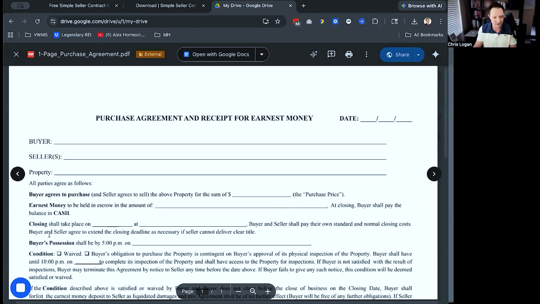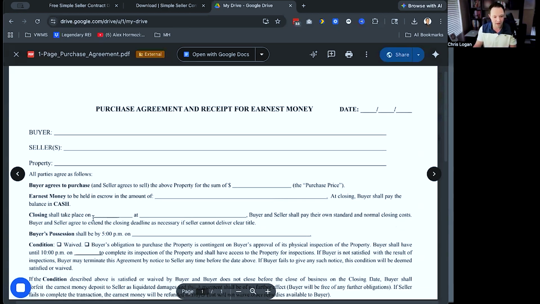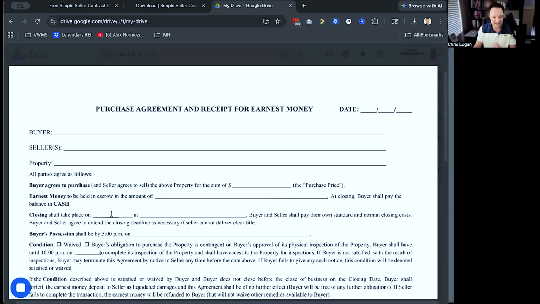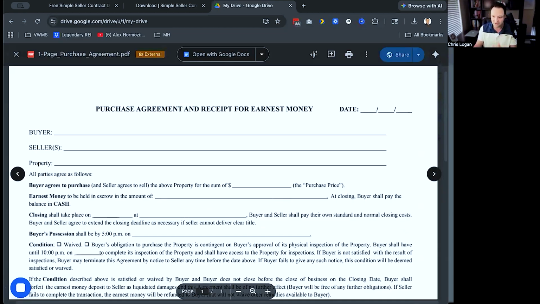Next, let's go down to the closing date. Closing shall take place on the date that is typically the closing date. We like to set 30 days from today's date, right? And then here it's going to be at whatever title company or closing attorney that you're going to be closing at. So again, the closing date sets your timeline, usually 14 to 30 days.